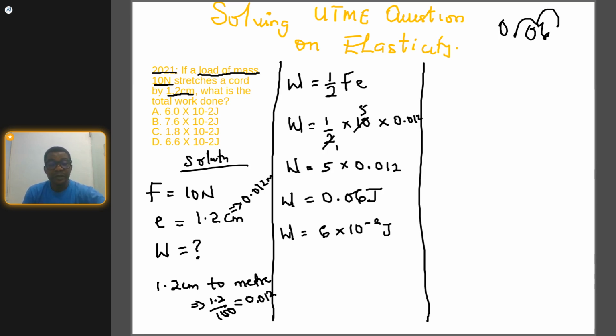Now let's examine the options. What we have here is 10 raised to power minus 2. So you don't need to be confused.